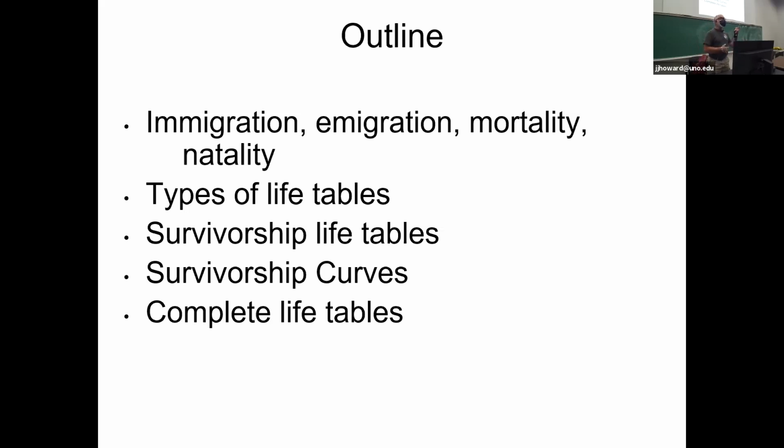So the first thing we'll do is some of the basic terminology: immigration, emigration, mortality, and natality. We'll talk about the types of life tables that we construct in ecology, and then we will get into the calculations. We'll first break the life table into two parts. We'll do the survivorship part first, because we're going to then talk about survivorship curves, which those of you in lab will be constructing later on this semester. Then we'll add in the reproduction part of the life table.